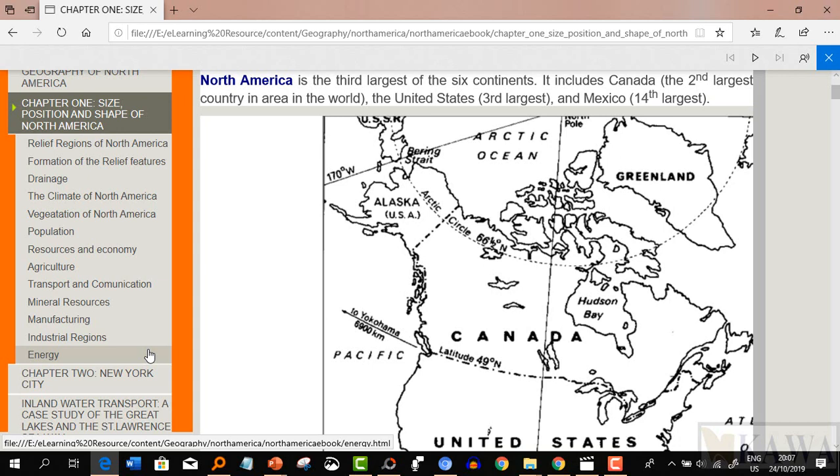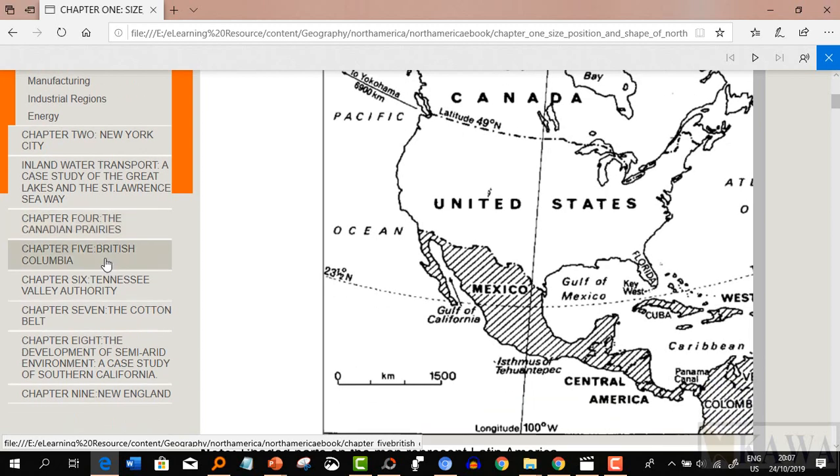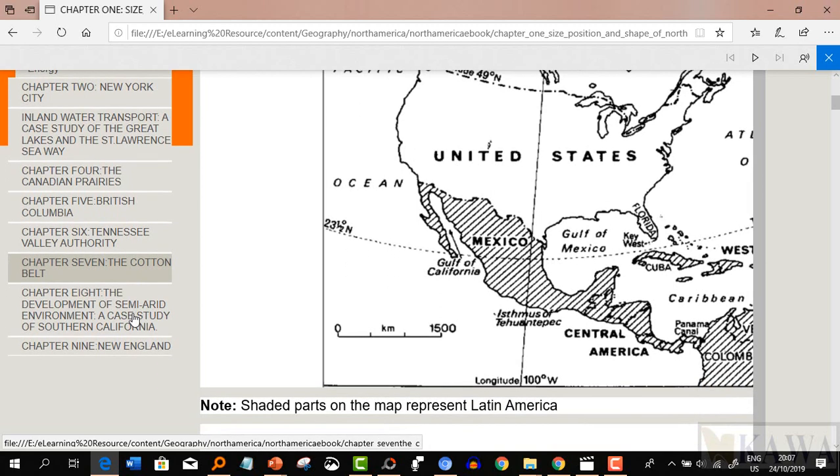Topic 2 is on New York, and topic 3 focuses on the St. Lawrence Seaway. Topic 4 is on Canadian prairies. British Columbia is topic 5. Tennessee Valley is topic 6. Topic 7 is on the Cotton Belt, and then the development of Southern California is topic 8, and lastly New England is our topic 9.